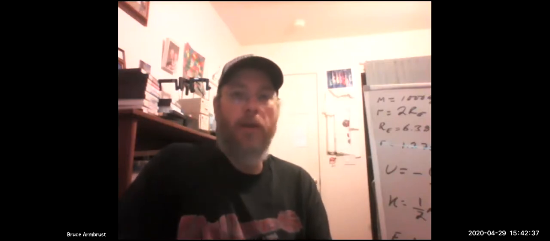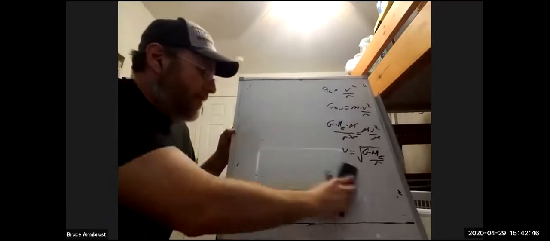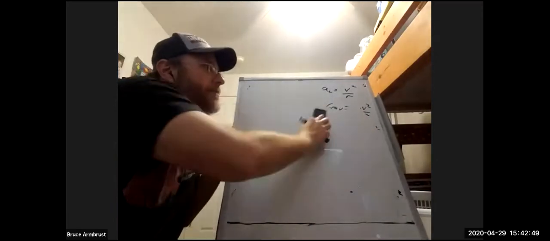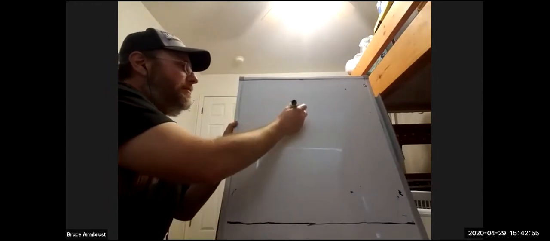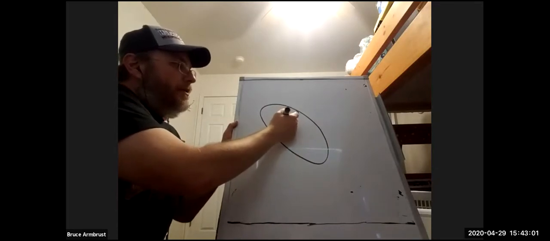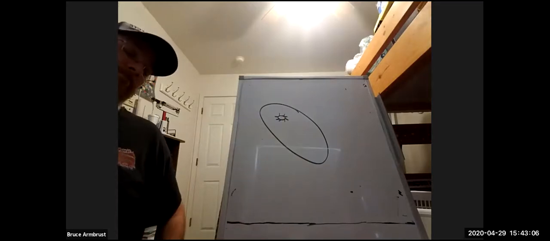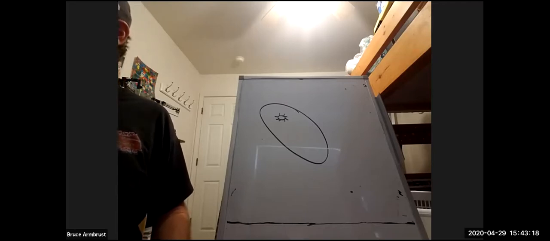So let me show you what I mean by that on the whiteboard. So let me draw an ellipse. And to make this interesting, we're going to make it one that's got a high eccentricity, so it's more cigar shaped than circle shaped. So here's an ellipse. And we're going to have the sun at one of the foci. So this is probably more appropriate for a comet than a planet, because the planets aren't going to have this elliptical of a path. But let's just say that this is a planet or a comet or something.